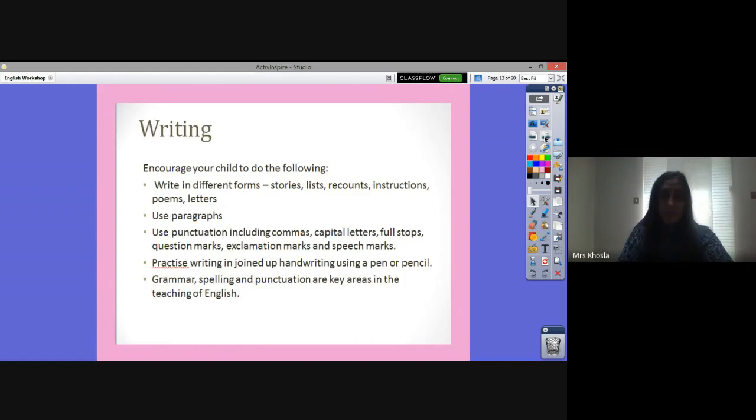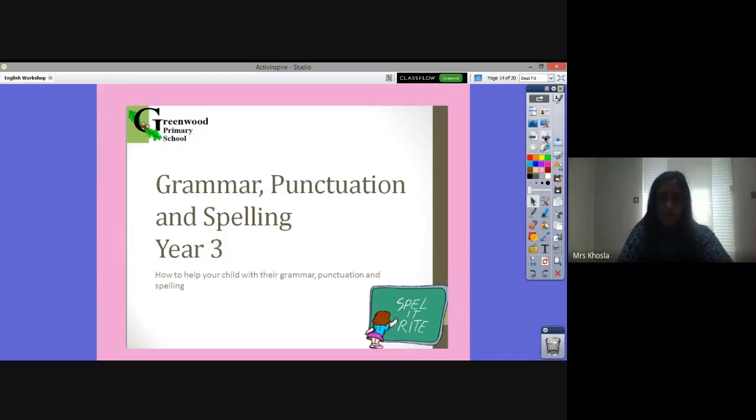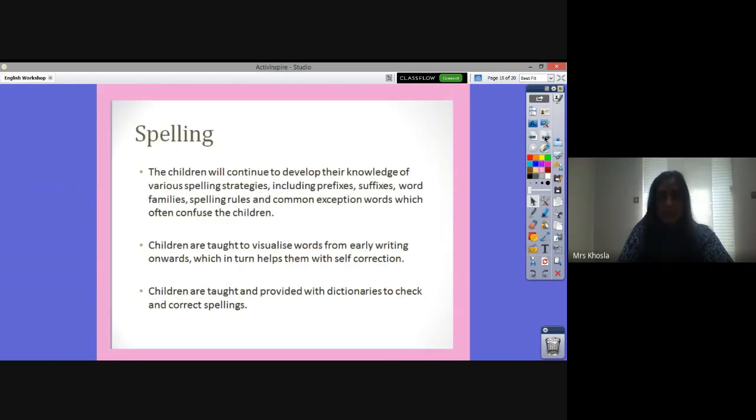Write in different forms: stories, lists, recounts, instructions, poems, letters. Use paragraphs. Use punctuation, including commas, capital letters, full stops, question marks, exclamation marks, and speech marks. Practice writing in joined up handwriting using a pen or pencil. Grammar, punctuation, and spelling are key areas in the teaching of English. So how to help your child with their grammar, punctuation, and spelling.